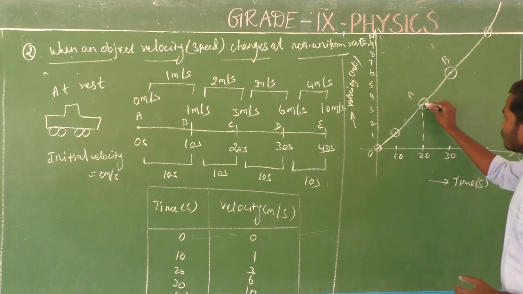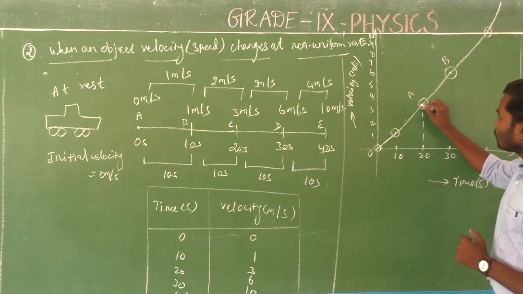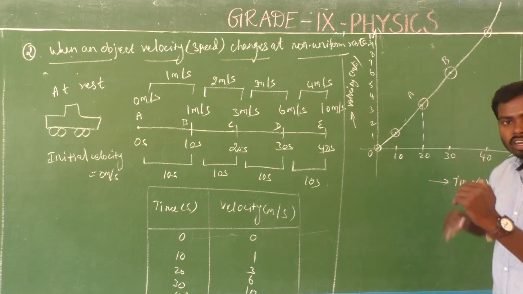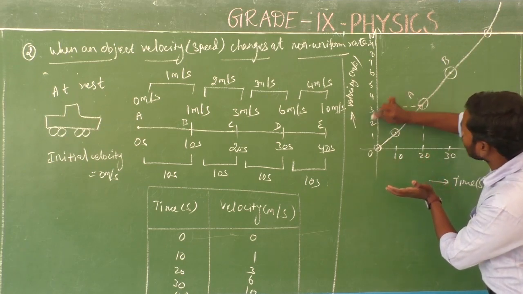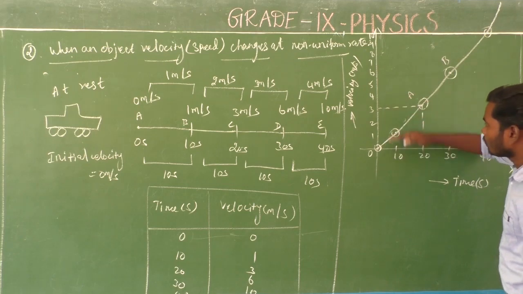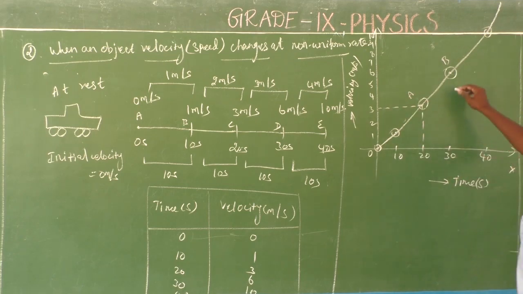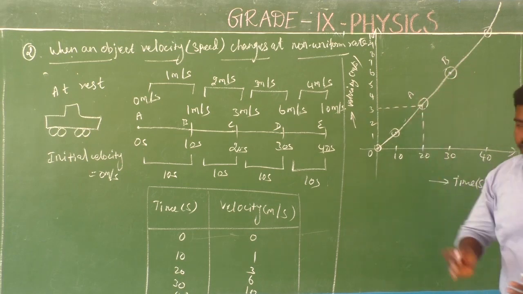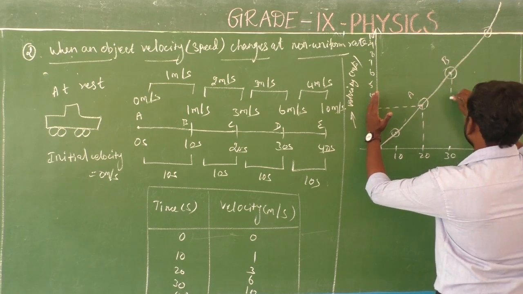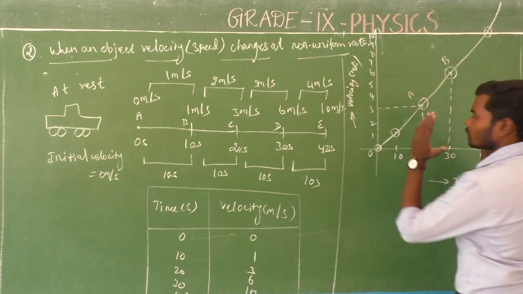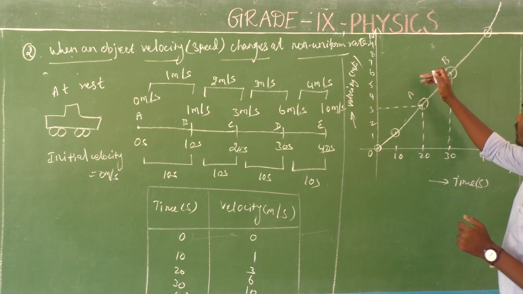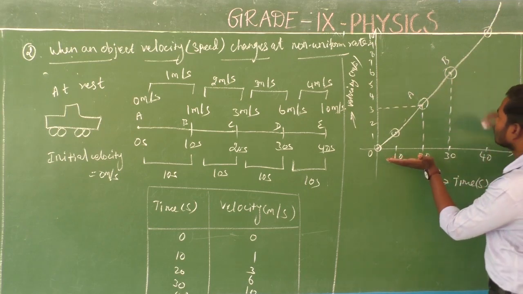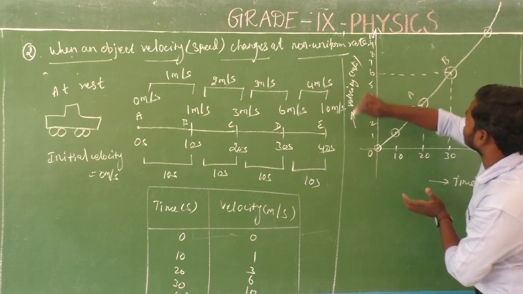Next, from the point A, draw a line which is parallel to the time axis. So this line and this line are perpendicular to each other. Look here, from the point B, draw a line which is parallel to the y-axis. Next, again from the point B, draw a line which is parallel to the time axis, like this.